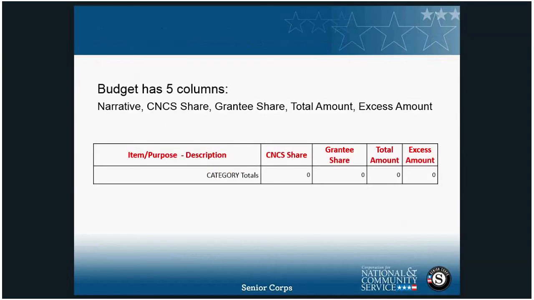And these are the three columns that you will see in a CNCS budget. You'll see the budget narrative in the far left-hand column, and that's where you will put the detail or basis of your calculations to support any expenses that you put in the CNCS grantee share or excess column.